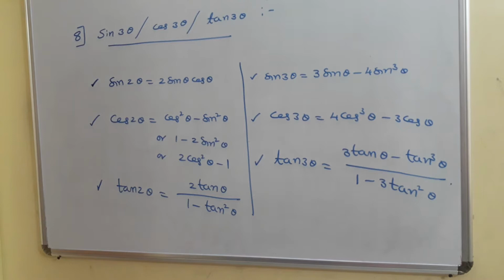Once you have read all the formulas, okay? Sin 2 theta is 2 sin theta cos theta, cos 2 theta is cos square theta minus sin square theta, tan 2 theta is 2 tan theta by 1 minus tan square theta. And now we derived sin 3 theta as 3 sin theta minus 4 sin cube theta, cos 3 theta as 4 cos cube theta minus 3 cos theta, and tan 3 theta is 3 tan theta minus tan cube theta divided by 1 minus 3 tan square theta.